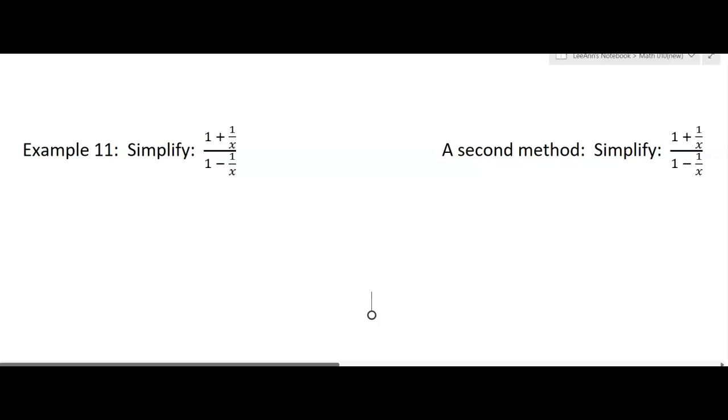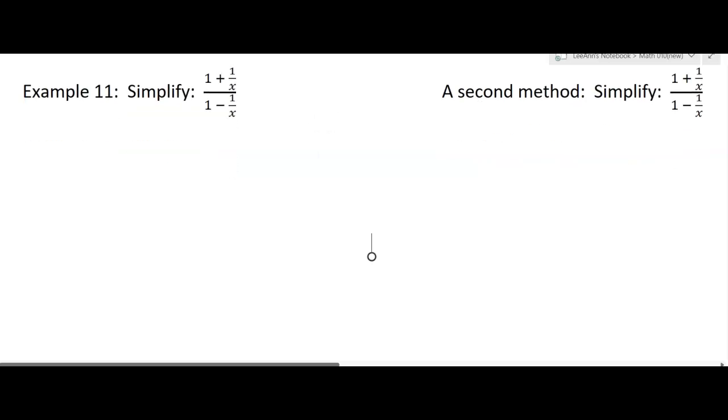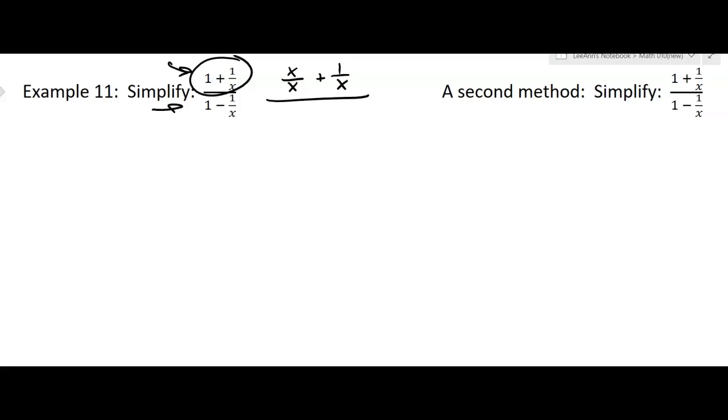Now, this one's a little different than my example that I just showed you, because notice that I have addition in the numerator, and I have subtraction down in the denominator. Okay, so one idea is we'll take that numerator and do the adding. I've got to get a common denominator, so I'm going to have that 1 be x over x plus 1 over x. And then in the denominator, I'd have x over x minus 1 over x.